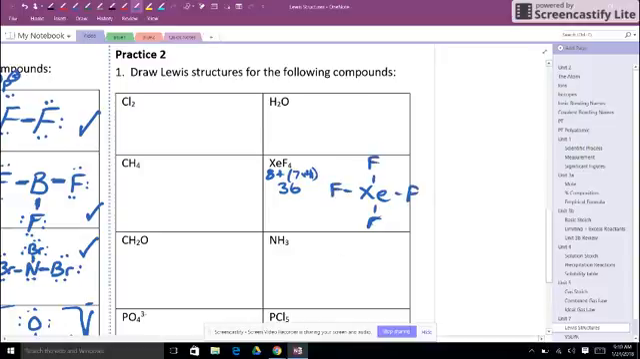Let's fulfill the octet rule. Now let's leave xenon alone for now. 2, 4, 6, 8. Let's fulfill the octet rule for my fluorines. 2, 4, 6, 8. And now we see that we have 2, 4, 6, 8. There's 4 of these, so that's going to be 32 electrons in our picture. So again, we have too few electrons in our picture.